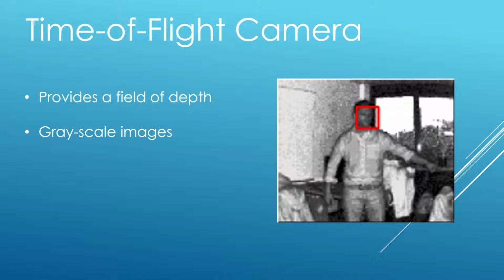Now, the time-of-flight camera is a specialized camera that is able to produce a field of depth. In order for it to do that, it uses many LEDs that will light up the room by emitting light, and the difference between when the light's emitted and when the light's received is how the camera is able to make up the field of depth.